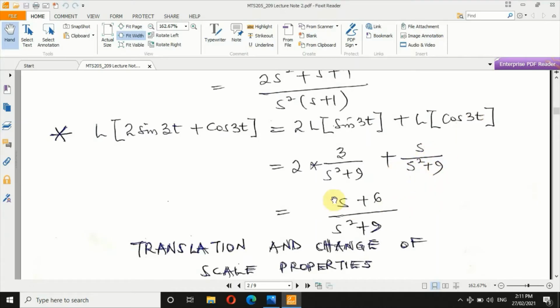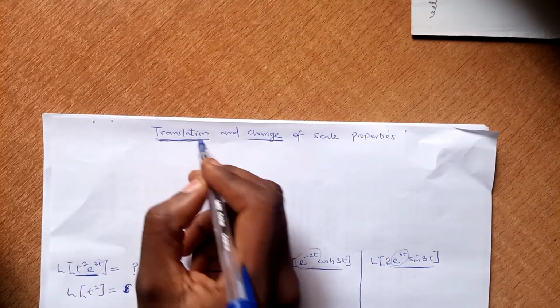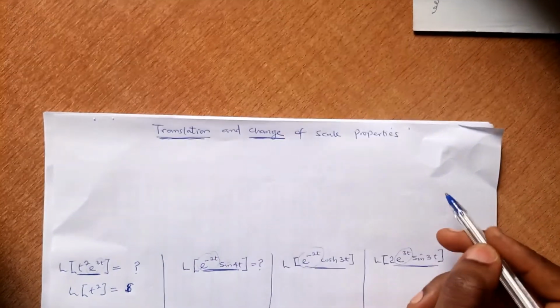So by the time you multiply 2 times 3, that will give you 6. Then by the time you find the LCM, s squared plus 9 and s squared plus 9 is the same thing as s squared plus 9. So this and this will give you 1. 1 times 2 times 3, that is s. Then we have 6. You are welcome. The next thing we want to consider now is translation and change of scale properties.